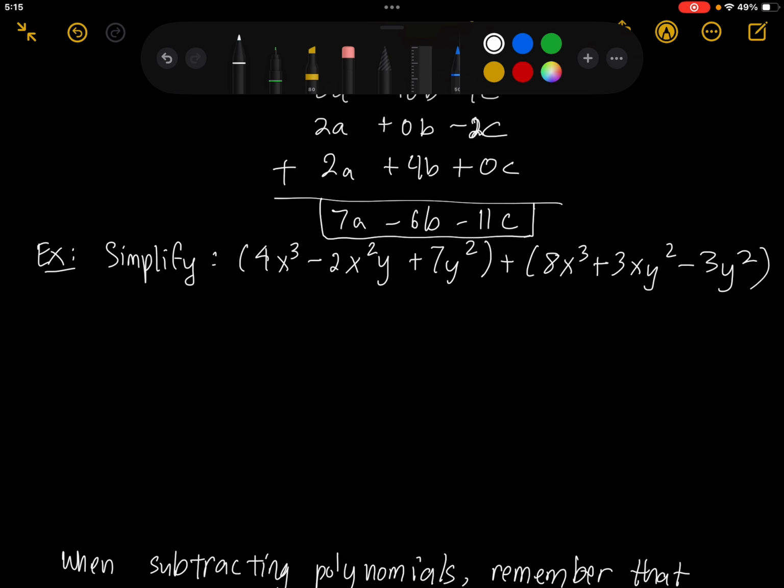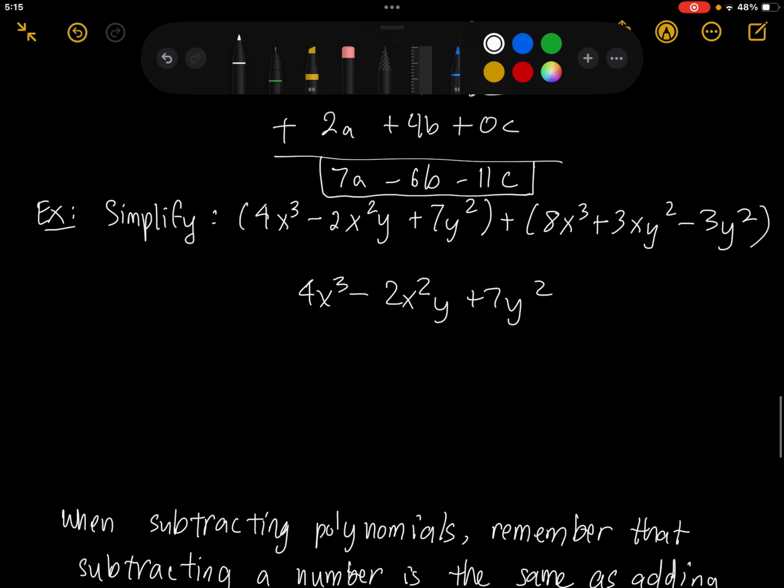Okay, let's do another one. So for this one, we could also just add them vertically. So 4x cubed minus 2x squared y plus 7y squared. And then I'm adding 8x cubed. So I'm going to put the 8x cubed below the 4x cubed. And then I have a plus 3xy squared.